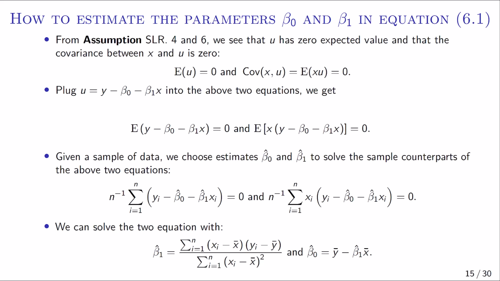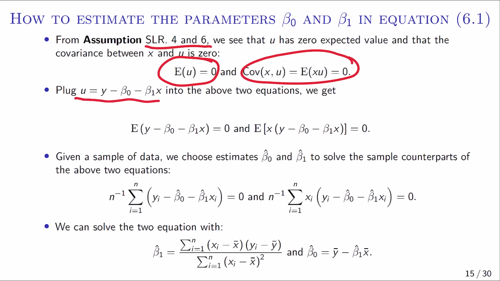That's exactly what I said just now, right? We have to go back to the assumptions, because for assumptions 4 and 6, we know the expected value of the error term is 0 and the correlation between x and the error term is 0. This error term is defined from assumption 1. And then we plug in the u, right? This is the u, and this is the u also. We got the expected value of u is 0, and the expected value of x times u is also 0, right here. And with these two equations, we could find the so-called sample counterparts.